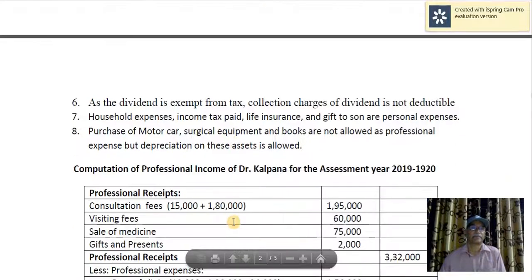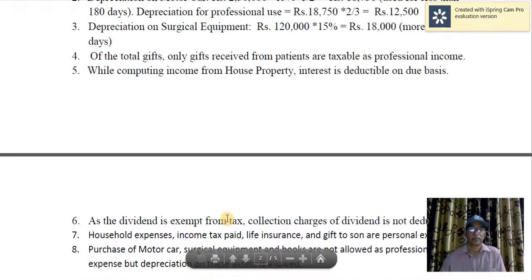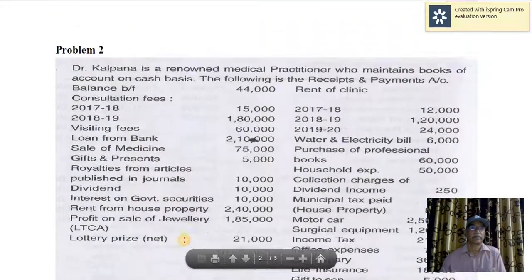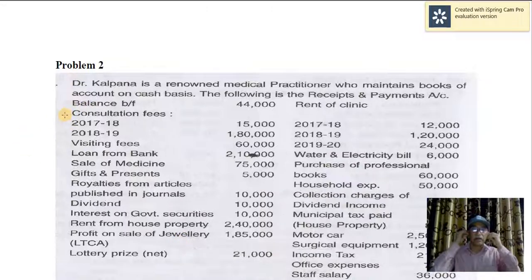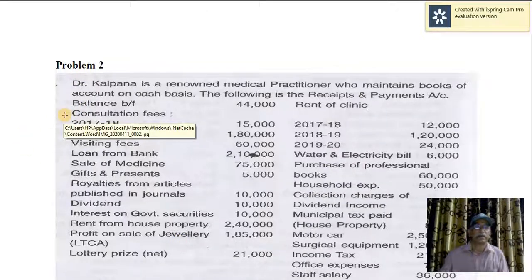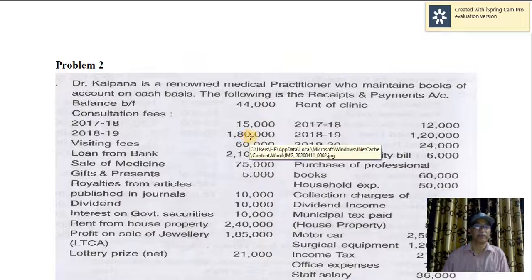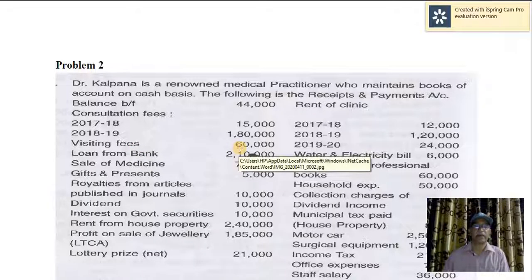Okay, look at the receipt side. Consultation fees of both the years should be taken because accounts are maintained on cash basis. So 15,000 as well as 1,80,000, both are to be taken. Visiting fees 60,000, that is also an item of professional income of a medical practitioner.